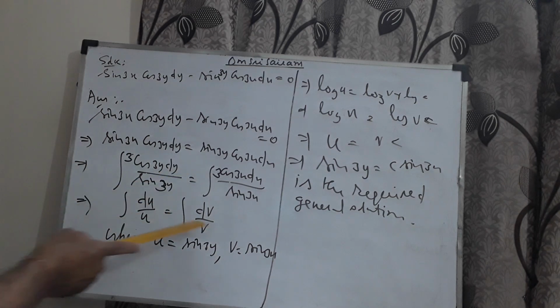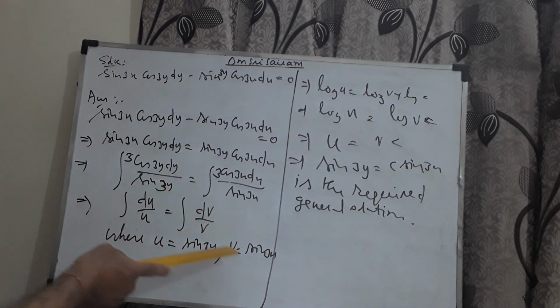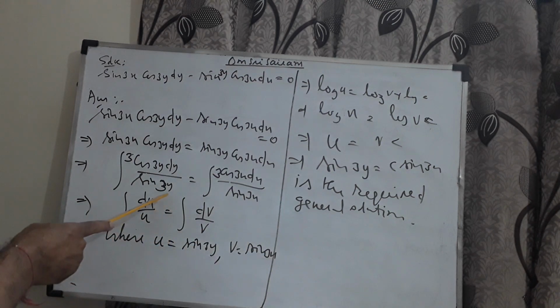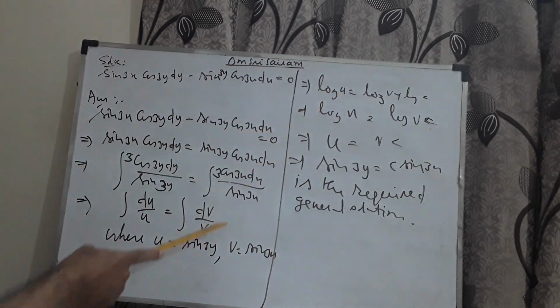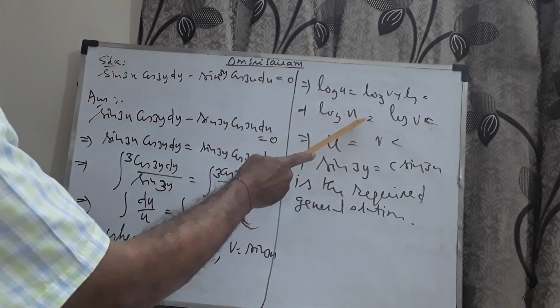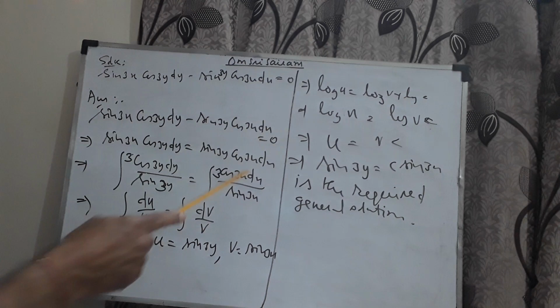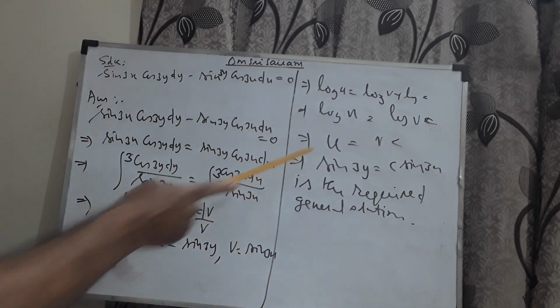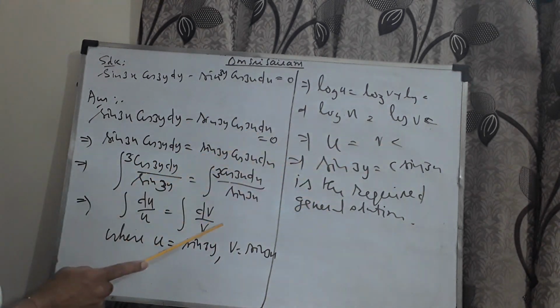This is the form du by u, dv by v, where u is sin 3y, v is sin 3x. Integral du by u is log u. Integral dv by v is log v. Everywhere, if we have log, I'll take the constant of integration as log c. Therefore, log u is equal to log vc. This is u, not x. Therefore, don't cancel log, equate just the quantities. U is equal to vc, that is sin 3y equal to c sin 3x is the required general solution.